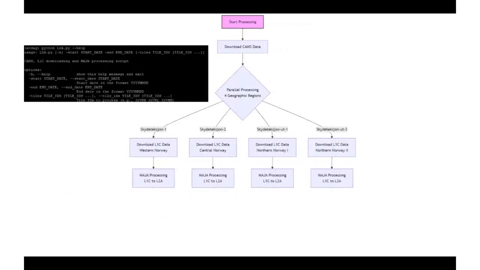So just to give you a bit more of a flow chart of the process here. The process starts with downloading CAMS for the days we are processing. We have worked quite hard this year to make the process rather automated with a Python script. So we are doing parallel processing, downloading and also processing MAJA on 4 processes at the same time.